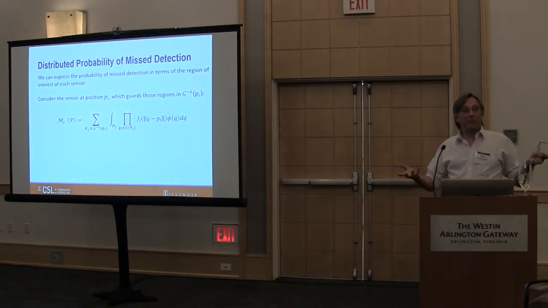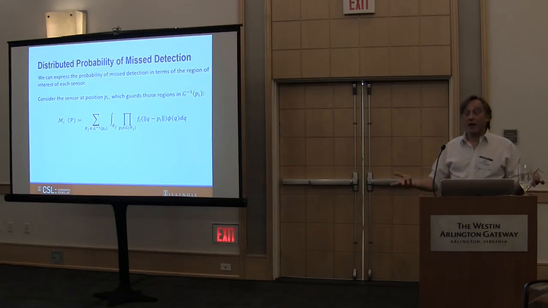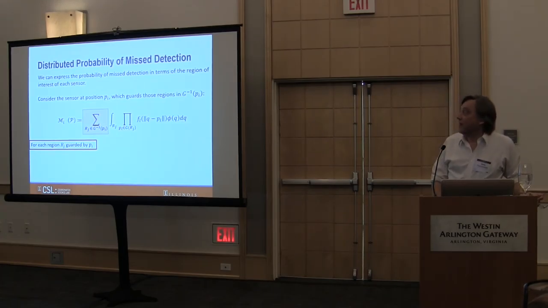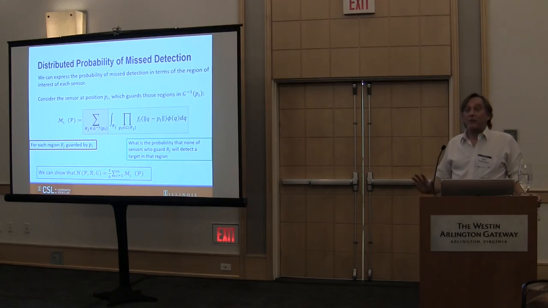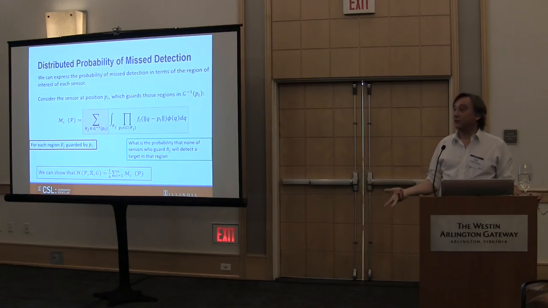Where do you put the sensors within those partitions now that you know what the optimal partition is? What I'm going to do is rewrite the missed detection probability in terms of the individual regions that are covered by individual sensors. For any particular sensor, P sub I, I'll look at all the regions that it covers, and then I'll compute the probability of failing to detect a target in that region, given that all the other sensors are looking at it as well. What's nice about that is if I add those together for all the sensors and divide by K, I recover my individual probability of misdetection. So I've got a decentralized or distributed optimality criterion now that I can play with.